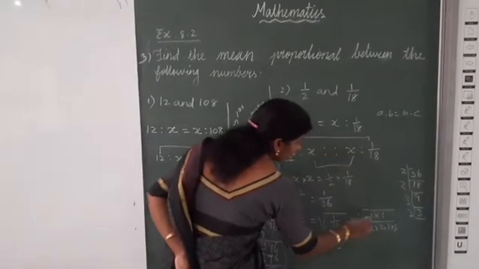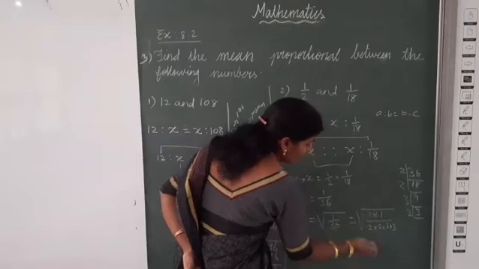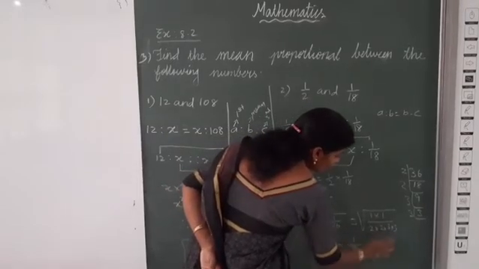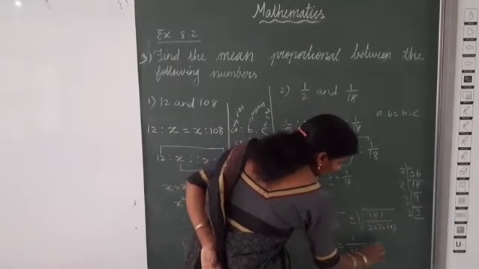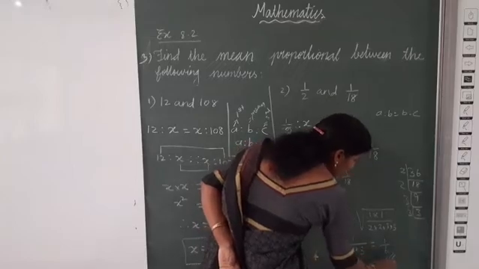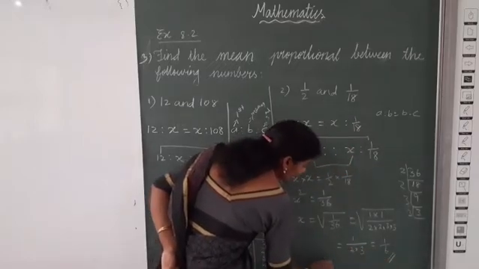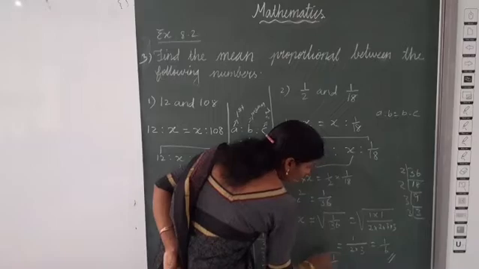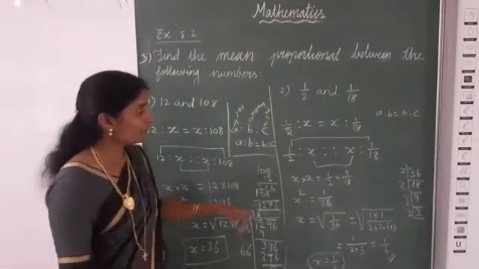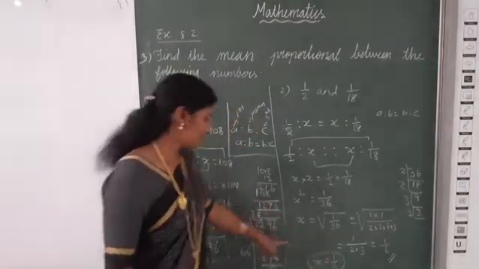Now listen. We can take 2 and 1 outside. 1 by 2 into 3 equal to 1 by 6 is the answer. So what is x? What is the mean proportional? 1 by 6 is the answer. So the mean proportional is 1 by 6.